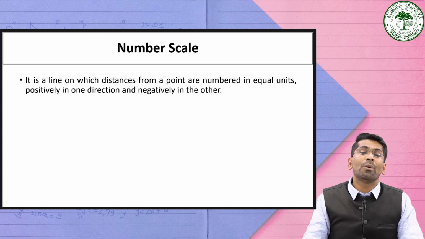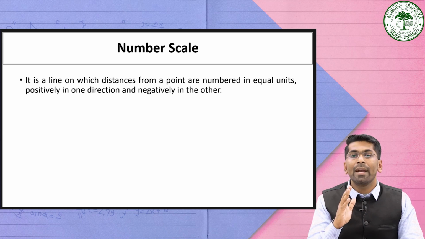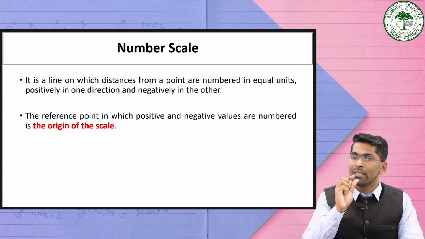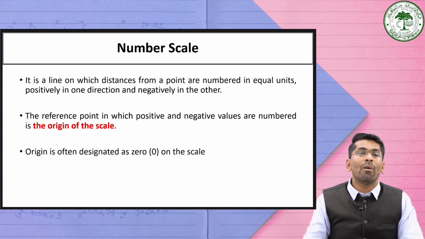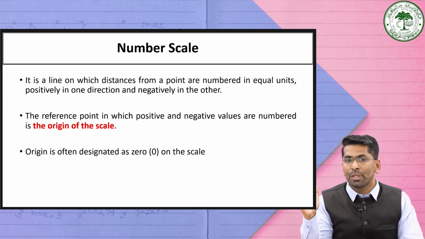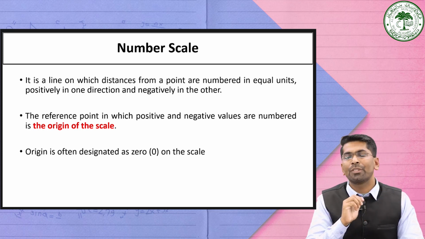The positive direction is typically indicated on one side of the origin, while the negative side is represented on the opposite side. The reference point from which these positive and negative values are numbered is called the origin of the scale. This origin is often designated as 0. From the origin we start, so we put 0 on that particular scale. Positive values are assigned to points in the positive direction, and negative values to points in the negative direction.